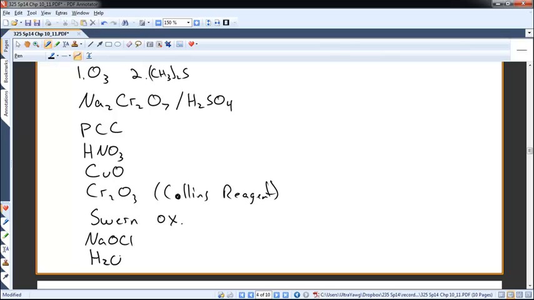We've also seen peroxide used as an oxidizing agent. And there's probably a couple others if we go back and look through our notes.